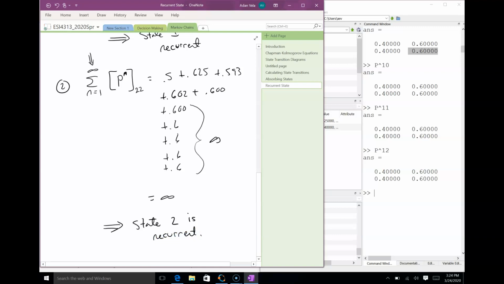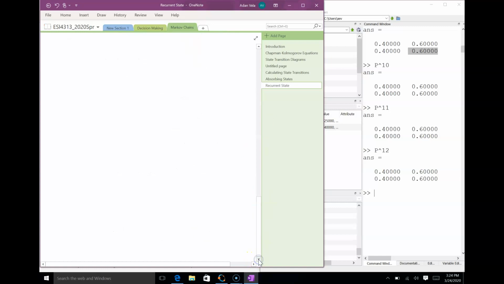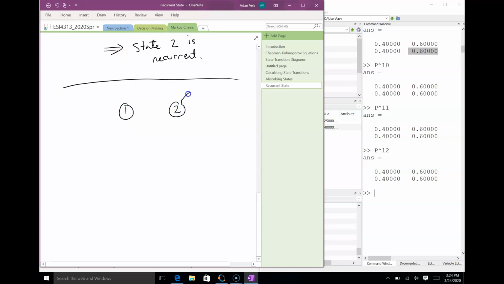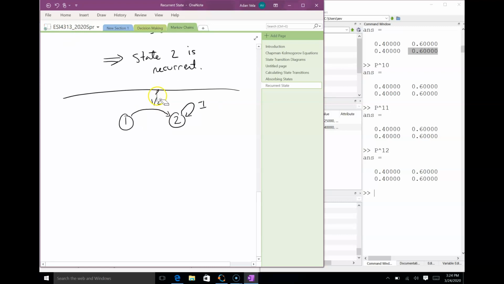Now, let's do an example where we don't have recurrence, and you'll see the difference in what's going on. I'm going to do a very simple example, and hopefully we can figure it out. I'm going to have state 1 and state 2. We're going to make state 2 an absorbing state, and we're going to say 1/2.